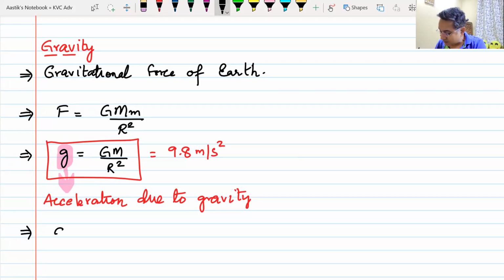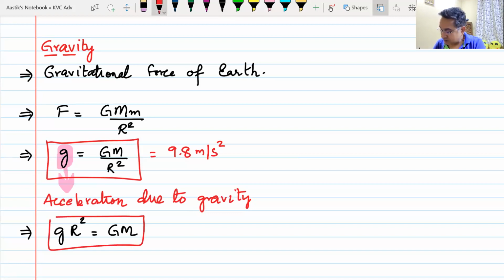Do you understand this? You can write this formula in this way also: g R square is capital G into capital M. Are we understanding this? Yes, sir. This gravitational field due to Earth is now known as acceleration due to gravity. Now you can write this formula in different ways.